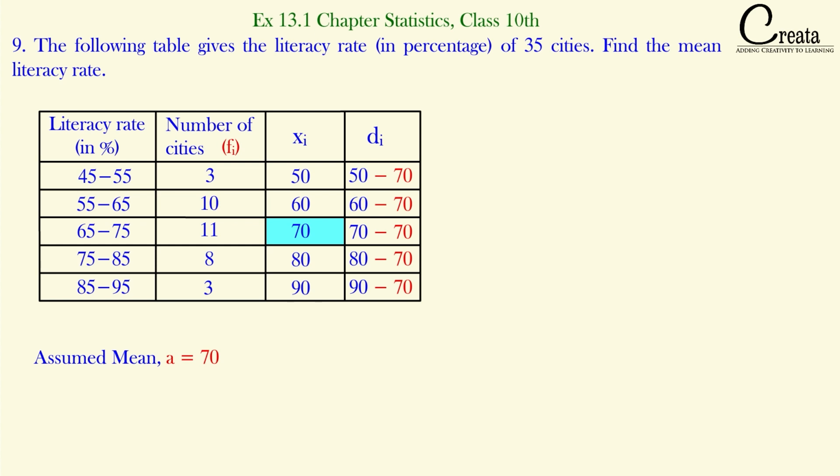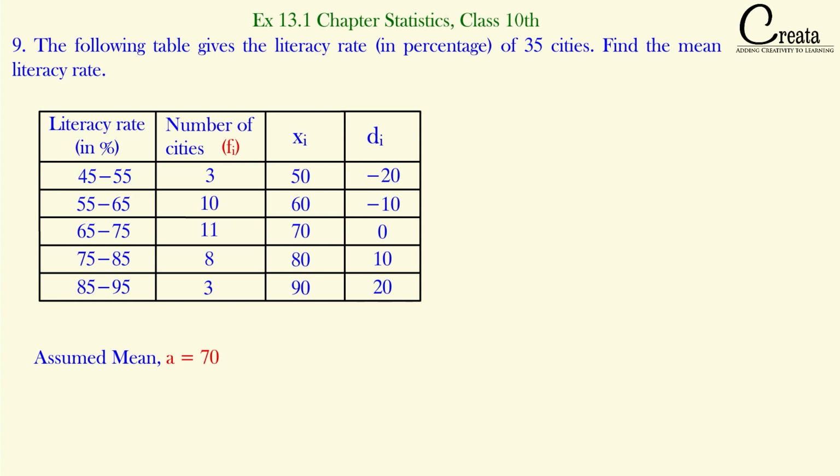The first row, 50 minus 70, is minus 20. Next, 60 minus 70 is minus 10. Similarly 0, 10 and 20. We got the values of di.